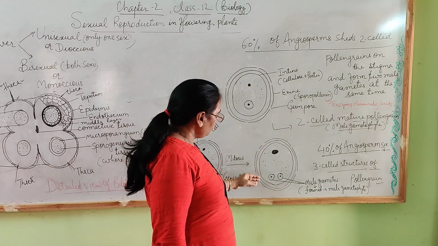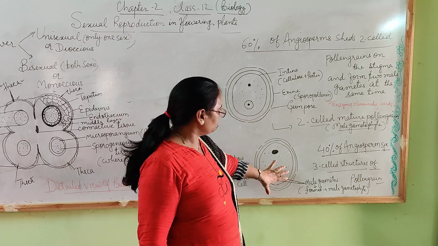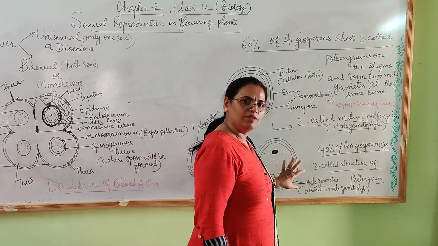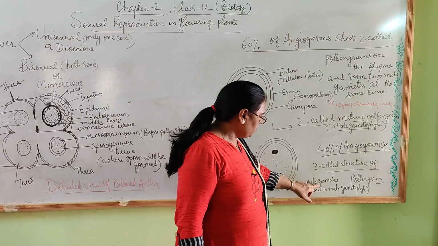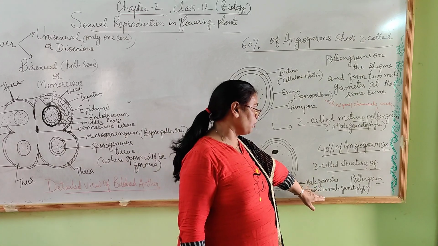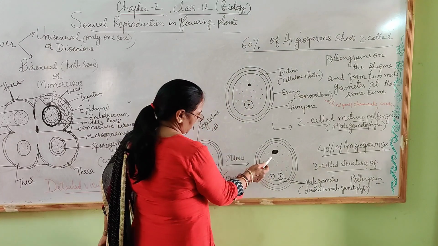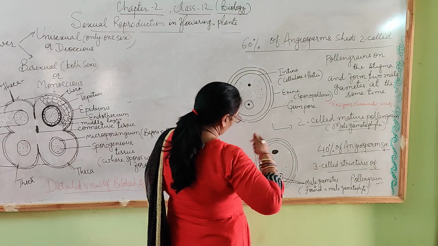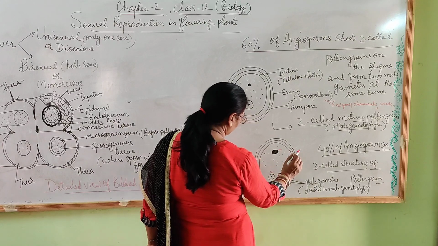Means this whole mature pollen grain is called what? Male gametophyte. Within this pollen grain, male cells, male gametes, are formed, and that in which these male gametes are formed is called the male gametophyte. Okay, and you count it. This one is the first cell, second, and third.